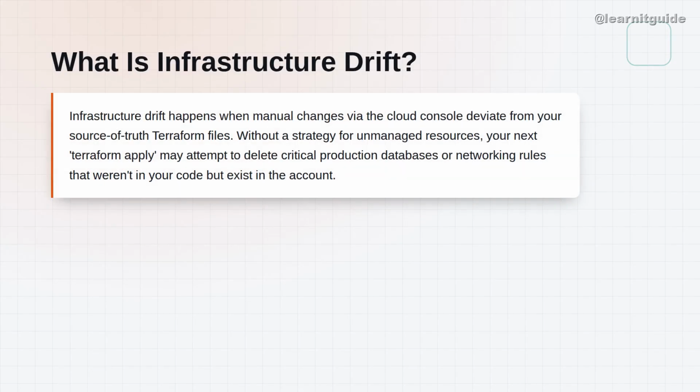So what is infrastructure drift really? It is the silent killer of stable production environments. It happens when someone makes a manual change in the cloud console that isn't reflected in your code. If you try to run apply without accounting for these unmanaged resources, Terraform thinks they are extra and tries to destroy them. You end up in a situation where your code says one thing, but your actual cloud environment is doing something entirely different.